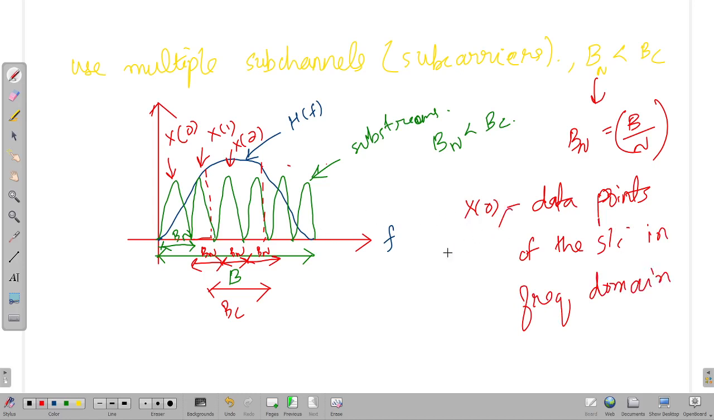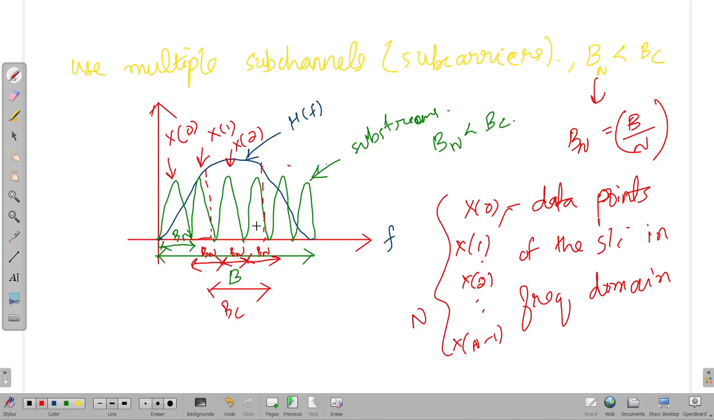So x of 0, x of 1, x of 2, etc., it goes up to x of n minus 1. So you have in total n data points, and these are different points in the frequency. If you have an n-point signal in the time domain, you can convert it into the frequency domain and again have n points in the frequency domain. That will completely define the signal. It comes from the Nyquist sampling criteria.